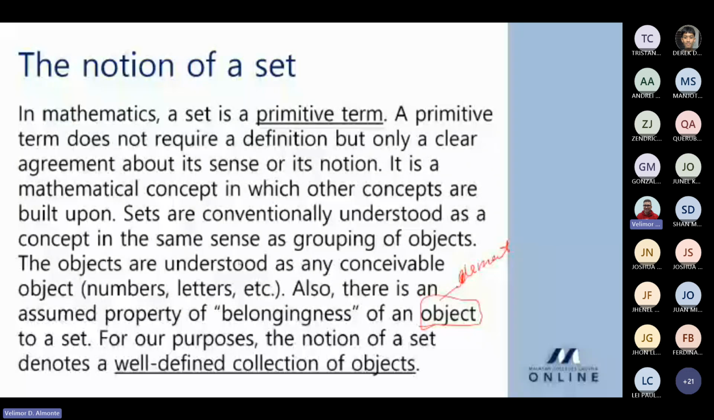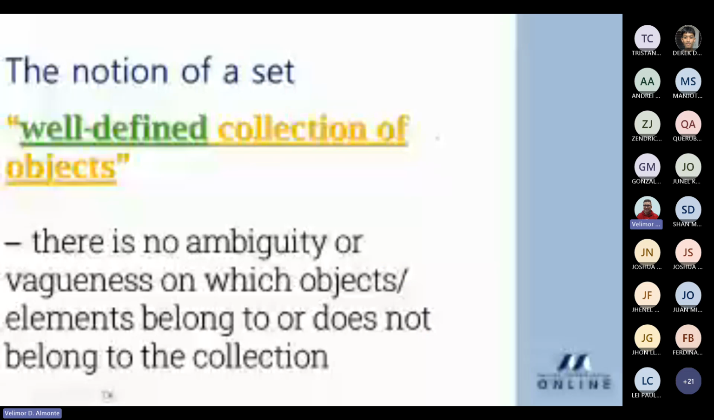Okay, let's proceed. I'll clarify. That phrase, well-defined collection of objects, means that there is no ambiguity or vagueness on which the objects or elements belong to or do not belong to the collection. So it's sort of a rule. Well-defined collection of objects. I'll show you three statements.